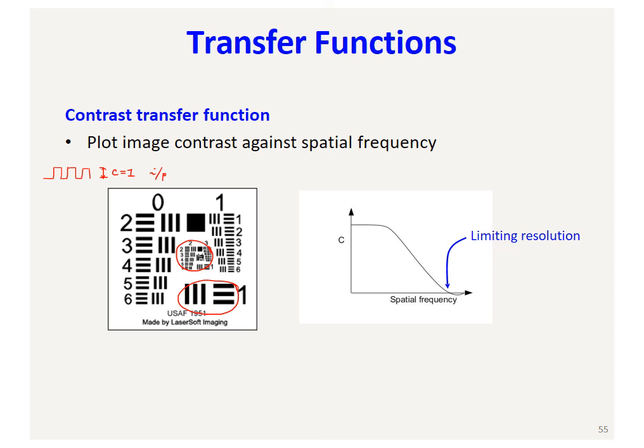So the diagram on the right shows the output contrast plotted as a function of spatial frequency for some hypothetical system. It starts off with a DC value of probably 1 and crosses the 0 axis somewhere where it can no longer resolve the data, and that's our limiting resolution or cutoff frequency. This plot of the contrast transfer function is sometimes called the modulation transfer function.